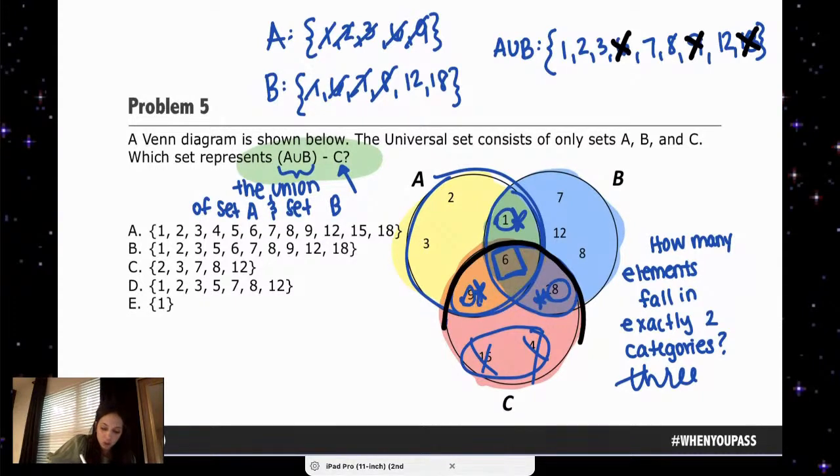1, 2, 3, 7, 8, and 12. And I had a typo. I accidentally deleted the 1 out of C. 1, 2, 3, 7, 8, and 12.